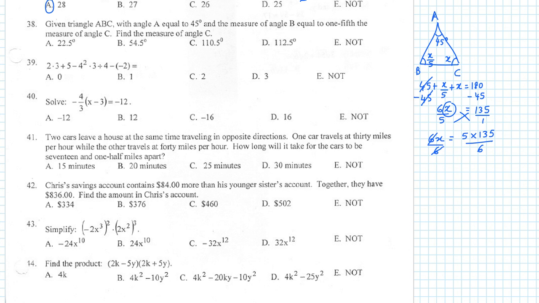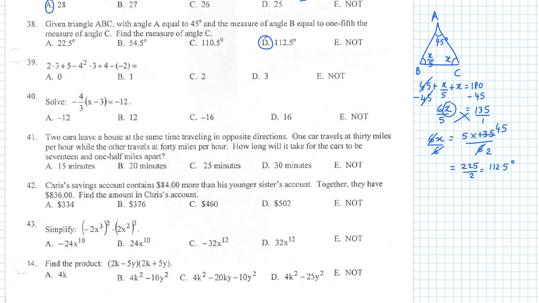you don't get an integer, so let's divide both the numerator and denominator by 3, so we get 2 over here, and then this is 45. So 45 times 5 is 225. 225 divided by 2 is 112.5 degrees. So the answer will be D, 112.5.